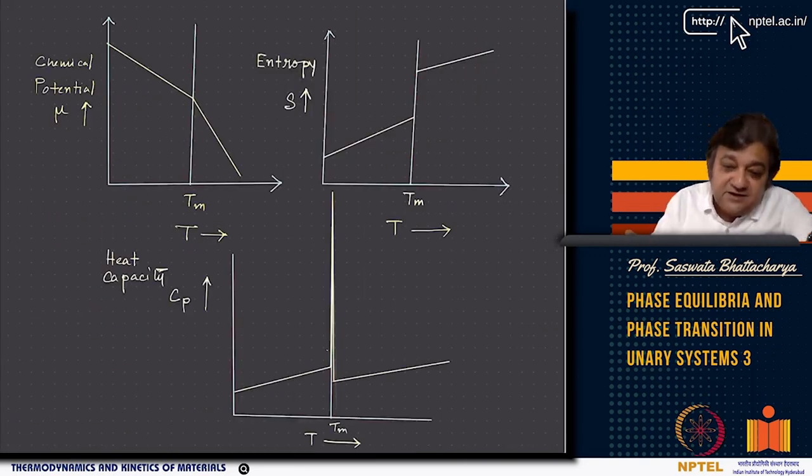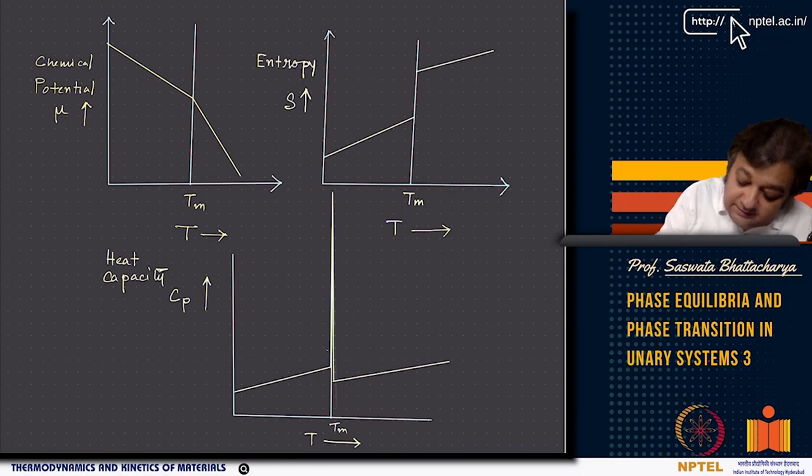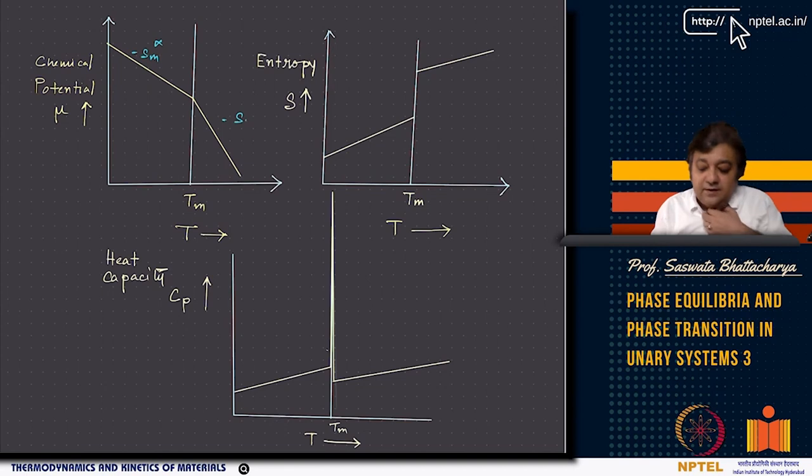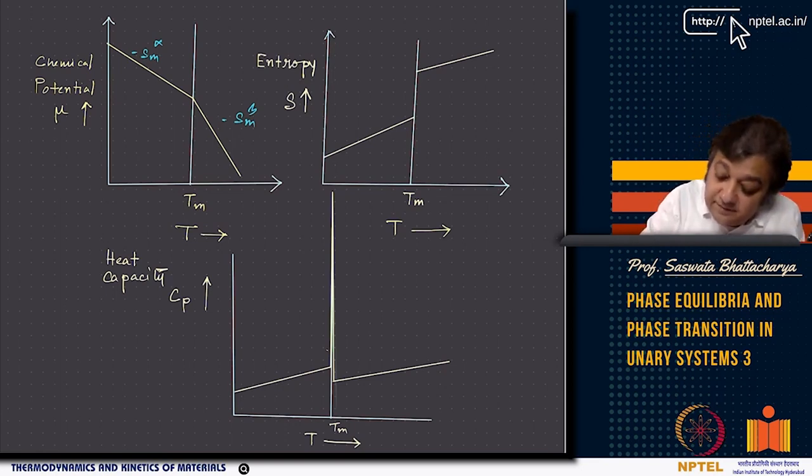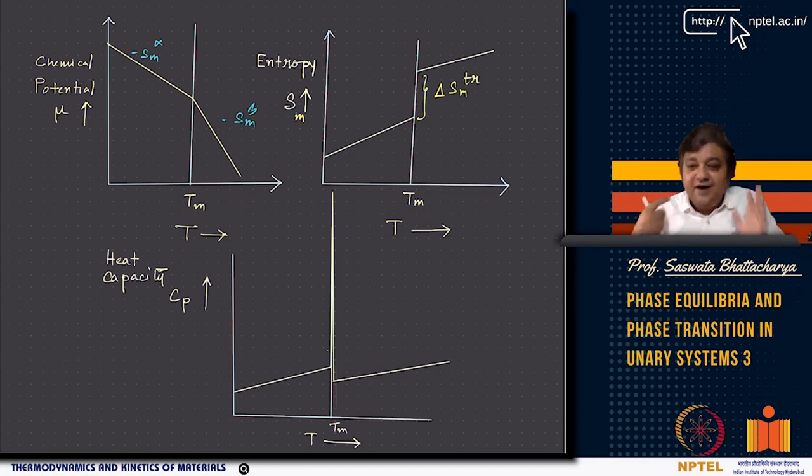However, if you look at the chemical potential or the free energy itself, the only thing you see is that it varies as a function of temperature this way, but the slopes correspond to, say, minus Sm alpha, and this is minus Sm beta. Now, if you look at the molar entropy, Sm, then again you have this discontinuity. This is the entropy of transformation.